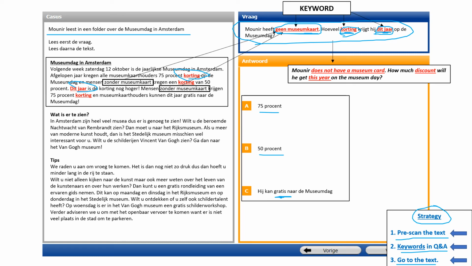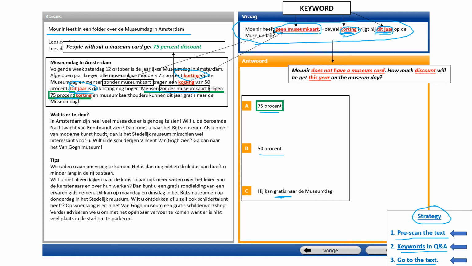Alright, so as we are looking for what the discount is if you're not having a museum card this year, let's look at the sentence that starts with dit jaar. And there it says, dit jaar is de korting nog hoger. This year the discount is even higher. Mensen zonder museumkaart krijgen 75% korting. So people without a museum card receive 75% discount. So there we can see that the correct answer is answer A, 75%.